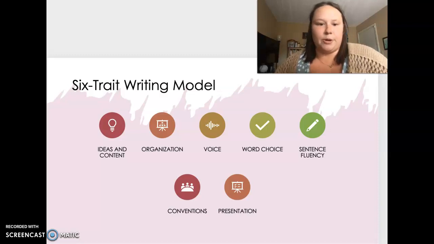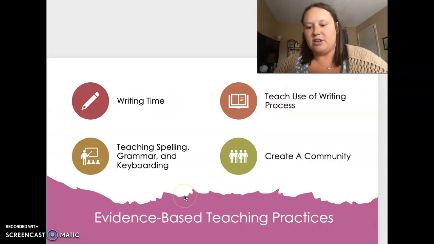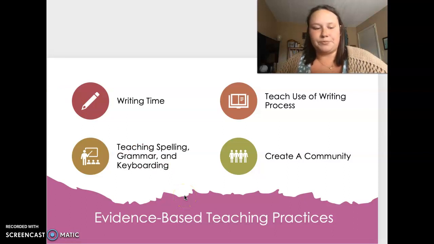So then there was a seventh trait added by the Northwest Regional Educational Laboratory, which is presentation. This looks at how well the paper looks in the finished form, and it's usually included with visuals and text elements. So if they publish it on a website, that is where they're going to look for this presentation piece. So then we're going to go into evidence-based teaching practices.